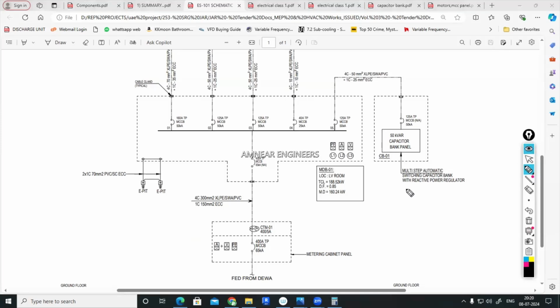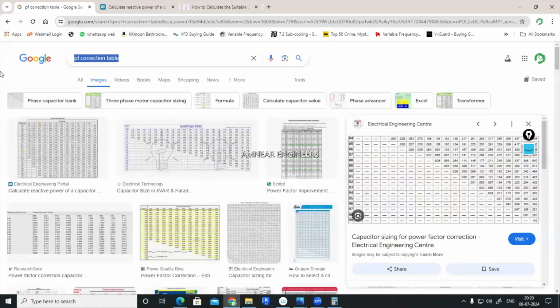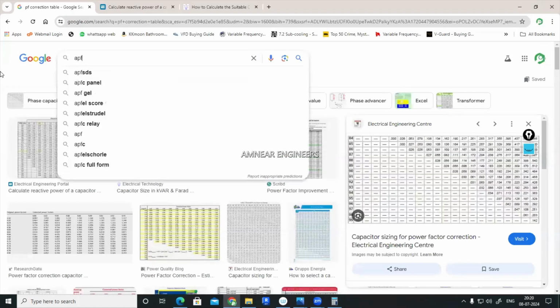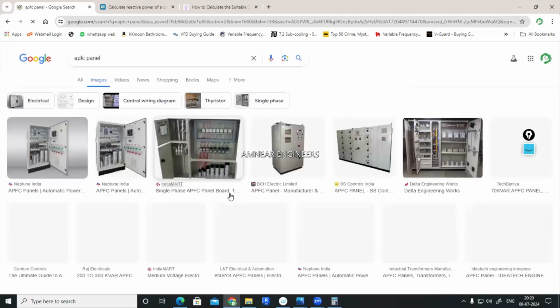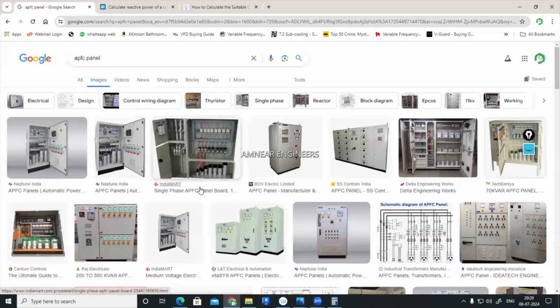It's a multi-step automatic switching capacitor bank with reactive power regulator, like an APFC panel, right? An APFC panel will look like this. It's an APFC panel.